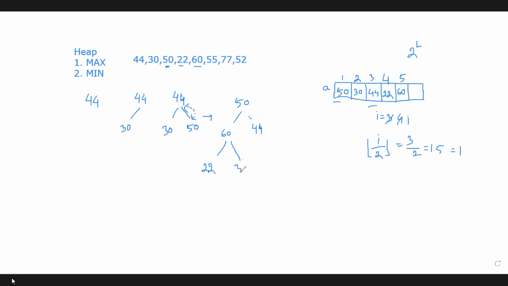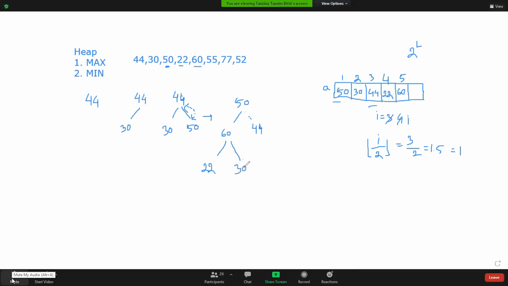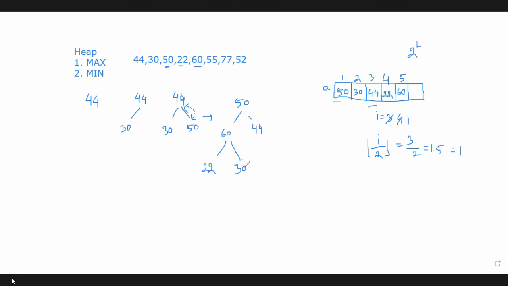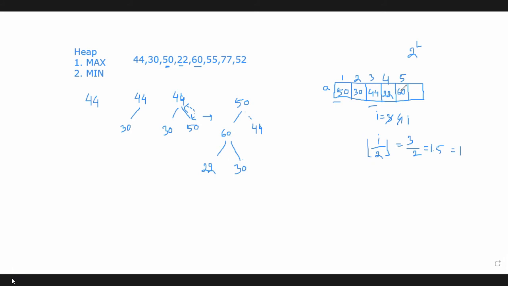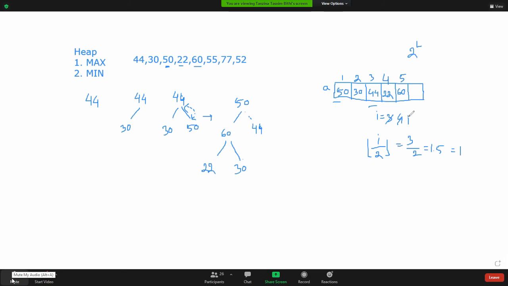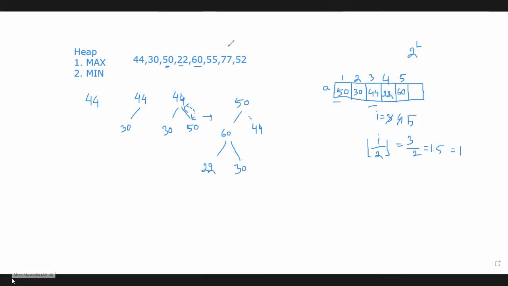This is 30. In the array, how can we make that change? So after inserting 60, how can we find out its parent node? What is the value of I? I equals 5, right?